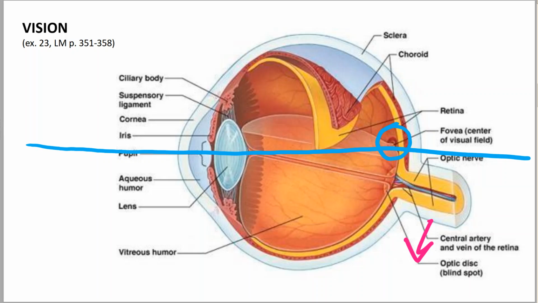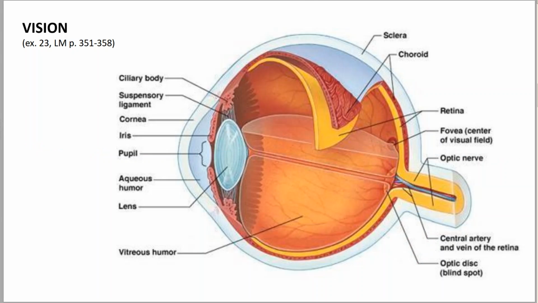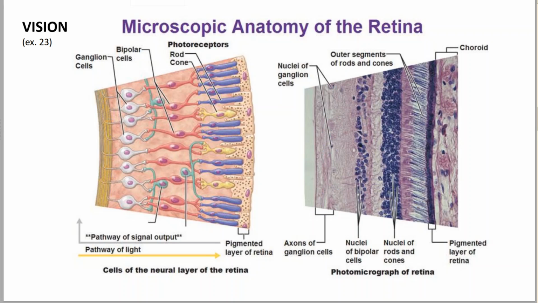And then your optic disc, conversely, is an area that's right where your optic nerve exits. And this is going to be an area with no photoreceptors, no ability to send signals. So we'll see that in a minute. I have some pictures for you. All right, let's just take a brief look at the structure of your retina.